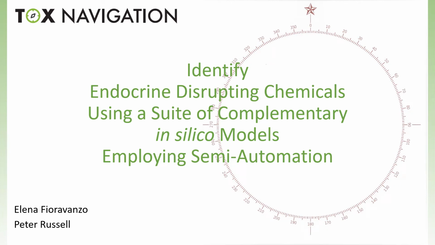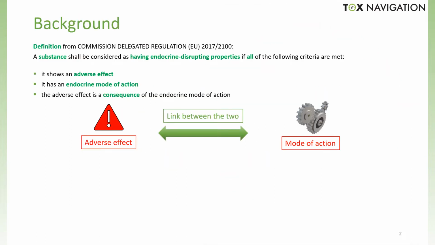In the last 2 decades, there has been a growing awareness of the possible adverse effects in humans and wildlife from exposure to chemicals that can interfere with the endocrine system. A chemical is defined as having endocrine disrupting properties if 3 criteria are all met. The chemical shows an adverse effect. The chemical has an endocrine mode of action, meaning that it alters the function of the endocrine system, and a connection between the two, effects and endocrine mode of action, is demonstrated.